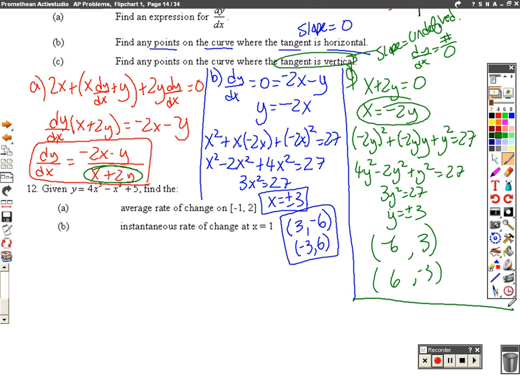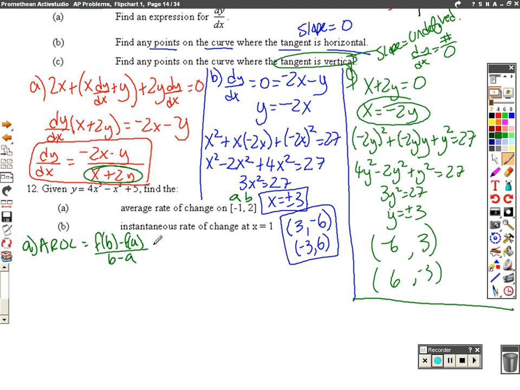Final question for this one. Number 12. Given y equals 4x cubed minus x squared plus 5, find the average rate of change. So average rate of change is your f of b minus your f of a over b minus a. Okay, so b and a are these two values. And if you switch them, it doesn't actually really matter. We just normally make a smaller, b bigger.